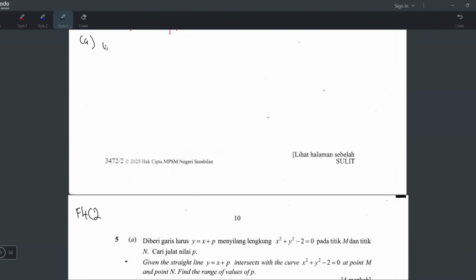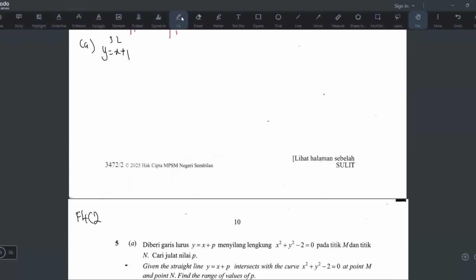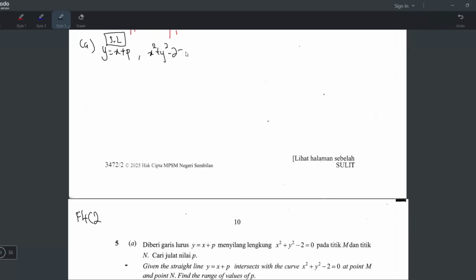Okay, let's write down the information first. We have the first information. This is the equation of the straight line, SL. SL stands for straight line. Intersects the curve x squared plus y squared minus 2 equals 0. Okay, let me tell you something. This is the equation of a circle. When you see the equation with x squared and y squared, x has a square, y has a square, it means it is a circle. Yeah, but I call it a curve here, right? It's not important, but I just want you to know that it's a circle.